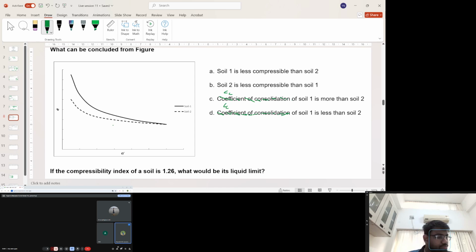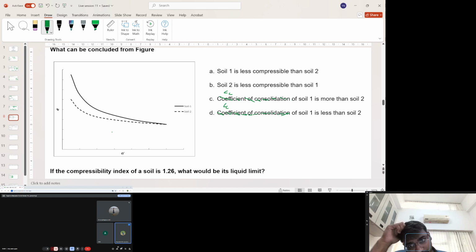Is it MCQ, sir? There can be multiple options also. Okay. Soil 1 is less compressible than soil 2. Is it? So how will we analyze this? Is it option A and C, sir?